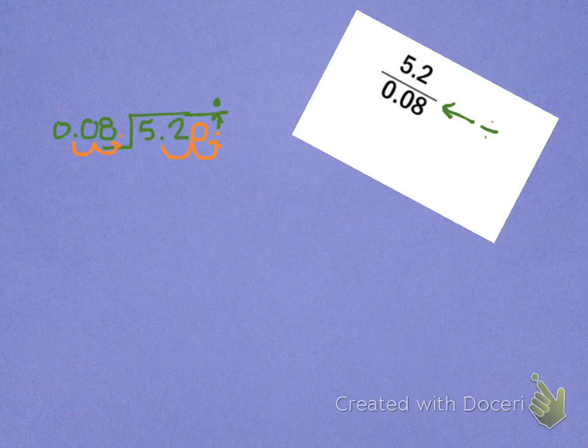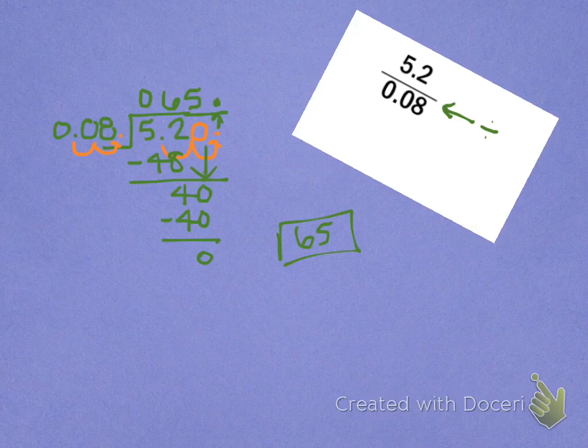I want you to go ahead and press pause and try to finish dividing this, and we'll see what you come up with. Okay, so you should have gotten 65 for this answer. If you didn't get it, again, press pause and find your mistake. And let's move on to the next one.